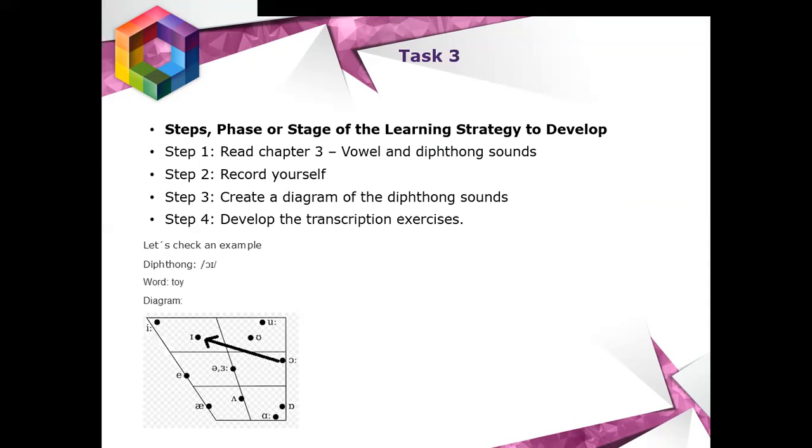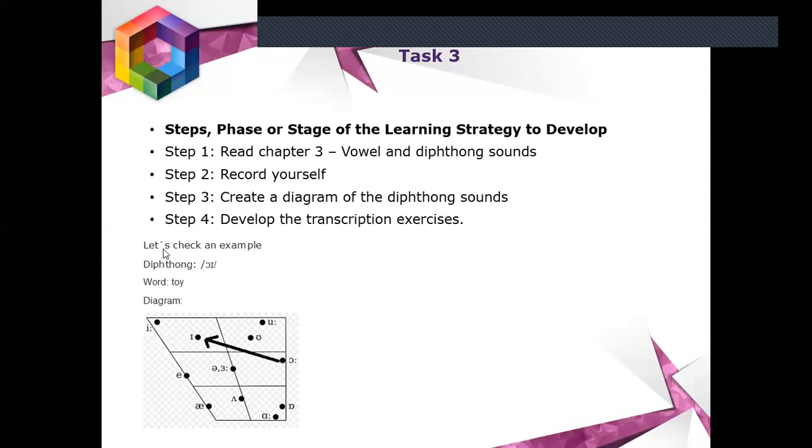Okay, in task 2, we were focused on the consonant sounds. Here, in task 3, we are focused on vowels and diphthong sounds, okay? In both. And then you have to record yourself pronouncing these vowel sounds, okay? And these diphthong sounds. Also, you have to create a diagram. I think that you have to choose 3 diphthongs, and you have to create a diagram for each one, okay? So this diagram is very easy. It is very, very easy.